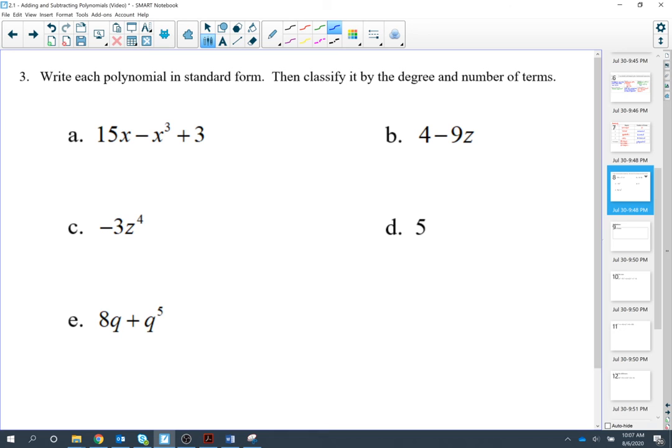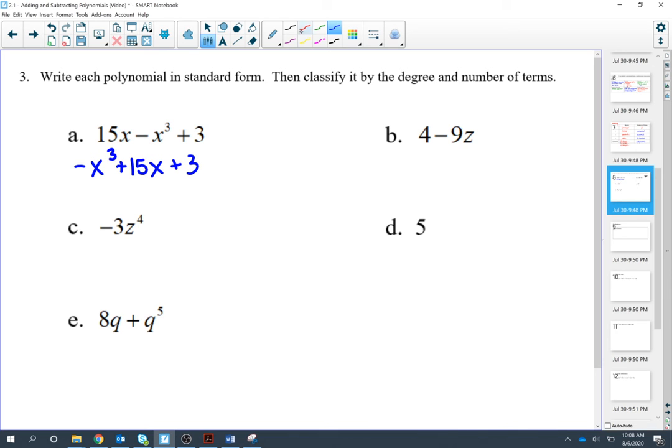So I'm looking at that x cubed. X cubed has the biggest exponent on it. The other thing I'm looking at is that it's got a negative in front of it. So I'm going to take my x cubed and I'm going to write negative x cubed. That's my first term. And then my 15x has a degree of 1. So that's a positive 15x. And then last but not least, plus 3. That right there is standard form. Your exponents go 3, 1, none. So they go from the biggest exponent down to the smallest.